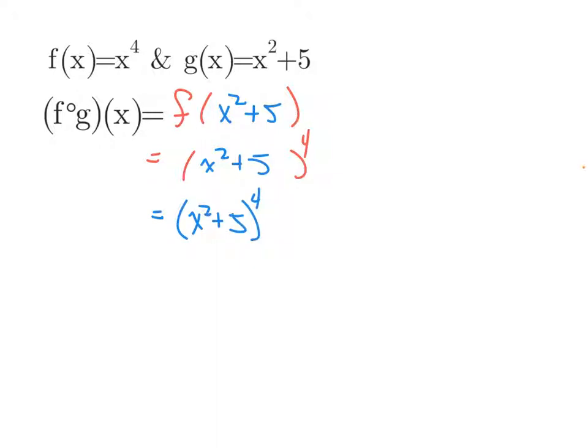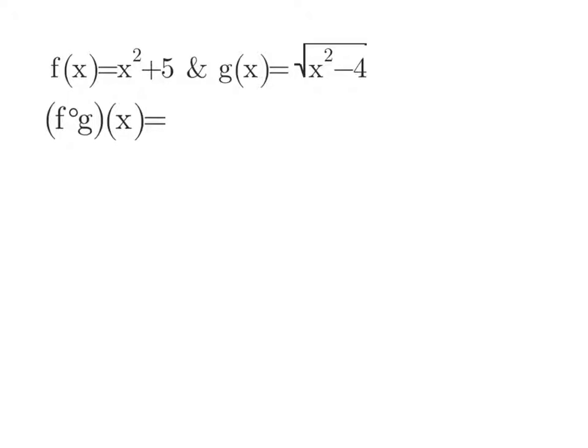Going back to domains, again, the domain of f, which is x to the fourth, is going to be all real numbers. And the domain of g, because we're squaring it, again, is all real numbers. So nothing interesting here. The domain of f of g will also be all real numbers.